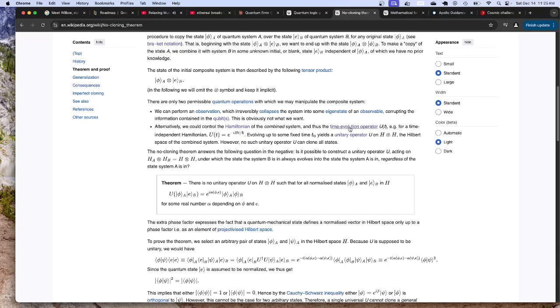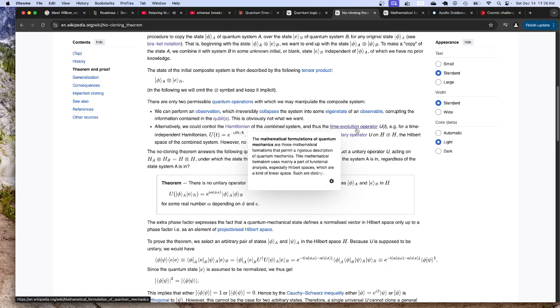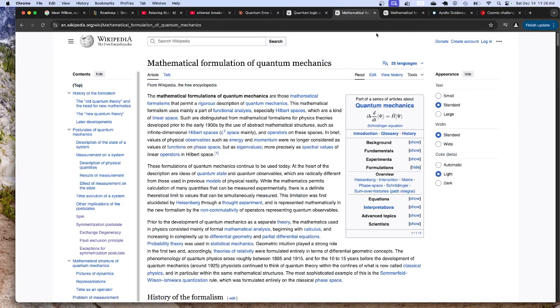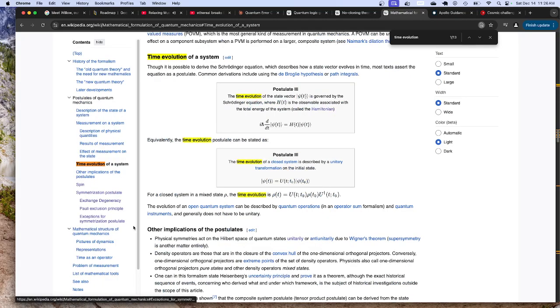Okay. That's the time evolution operator. So I guess the time evolution operator are those... Well, wait. Let's just find it here. Time evolution of a system.